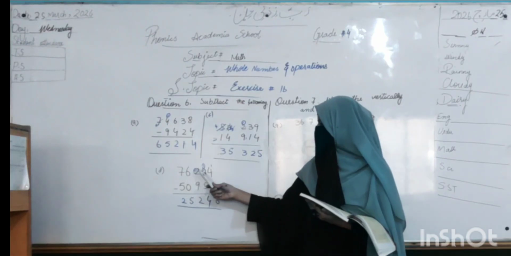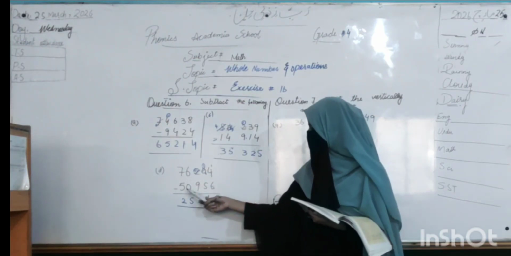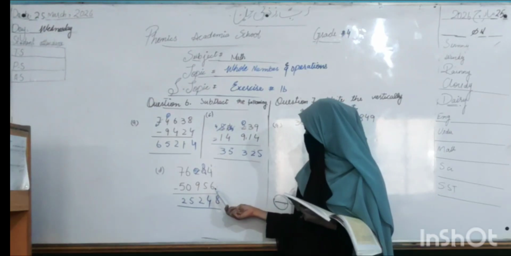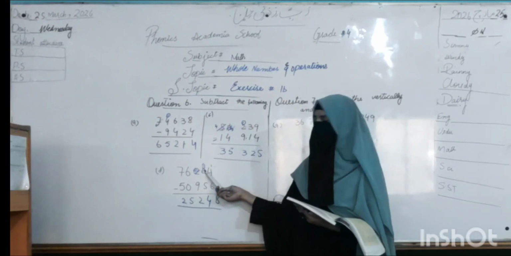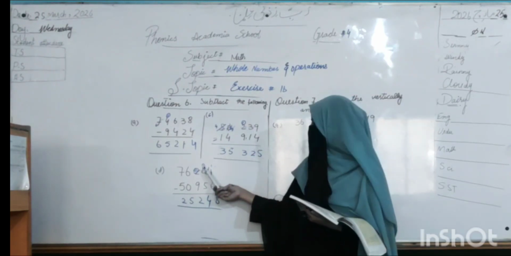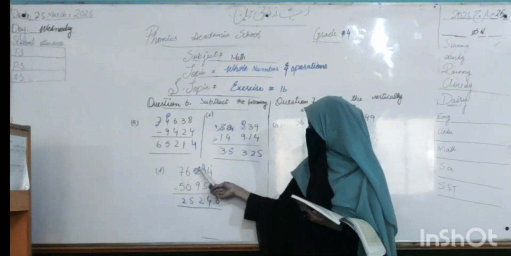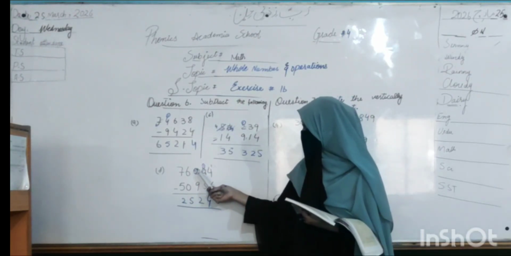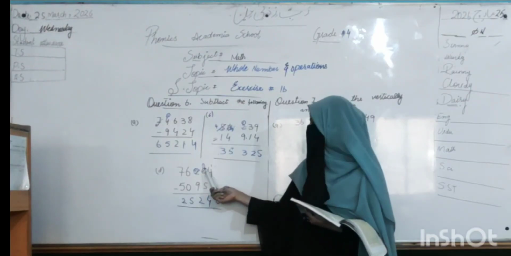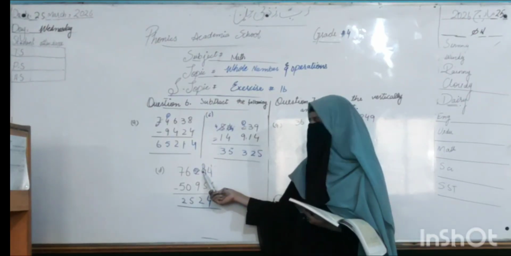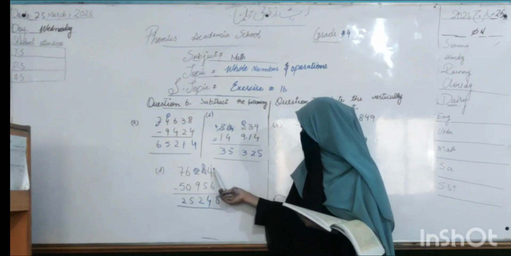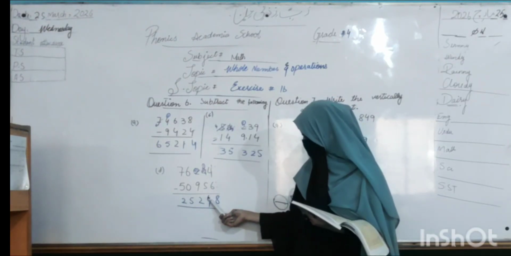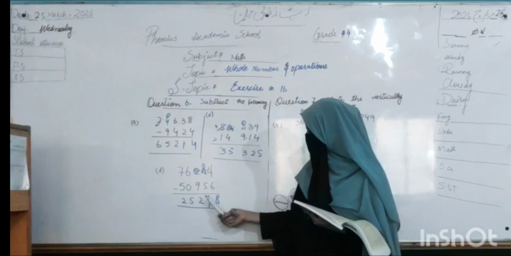Next is 76,204 subtract 50,956. Is 4 minus 6 possible? No. We have to take a carry. The next term is 0, so 0 takes a carry from 2, and then 0 gives a carry to 4. When the 2 gives a carry to 0, it makes 10. And 10 gives a carry to 4, leaving 9. So 14 minus 6 is equal to 8. 9 minus 5 is equal to 4.